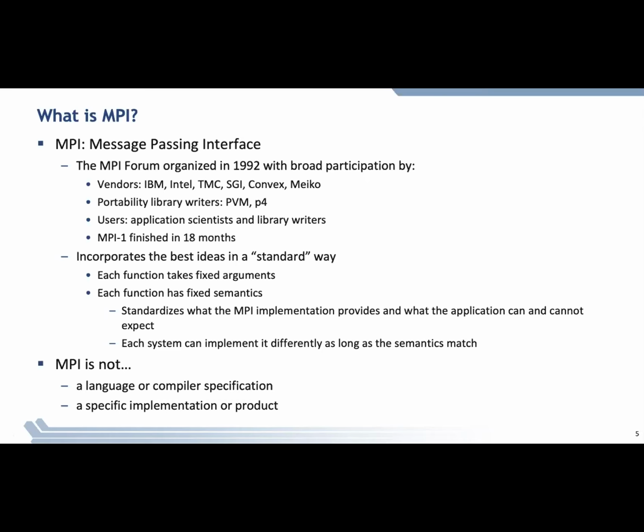And in 18 months, the first version of MPI came out, MPI 1. And it still provides the basic communication functions that you would need, the sends and receives and collectives and non-blocking communication and a whole bunch of other things. And many, many users just use that and they can get their work done.